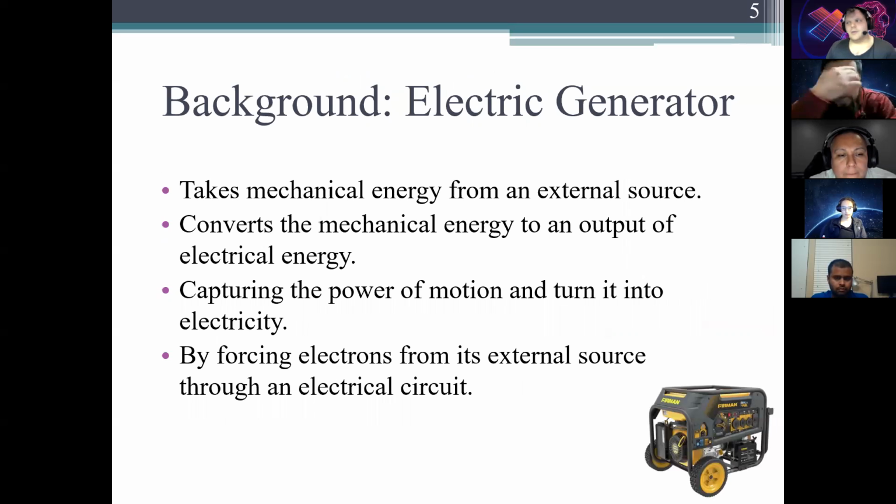So now let's go on a little bit of background with some generators, specifically electrical. The electrical generator will take mechanical energy from an external source, then it will convert that mechanical energy into an output of electrical energy. This is done by capturing the power of motion and turning it into electricity, by forcing the electrons from an external source through an electrical circuit.